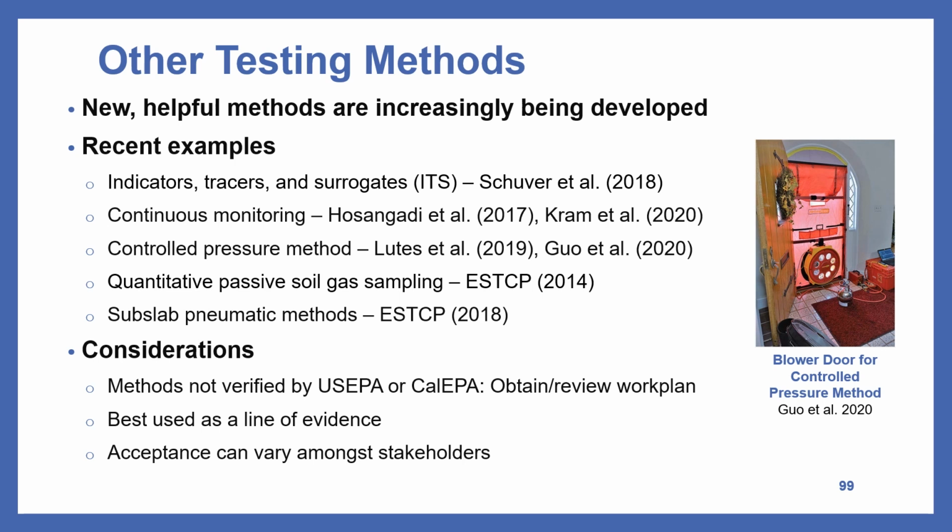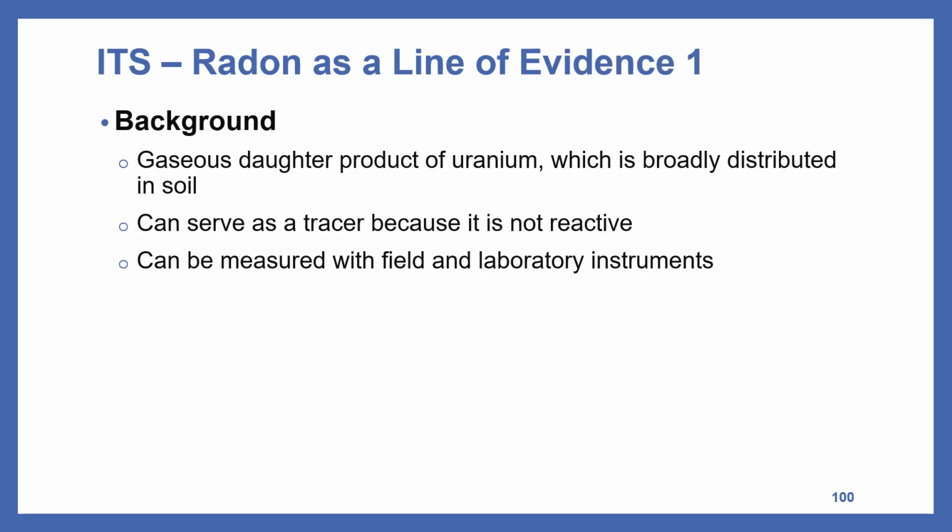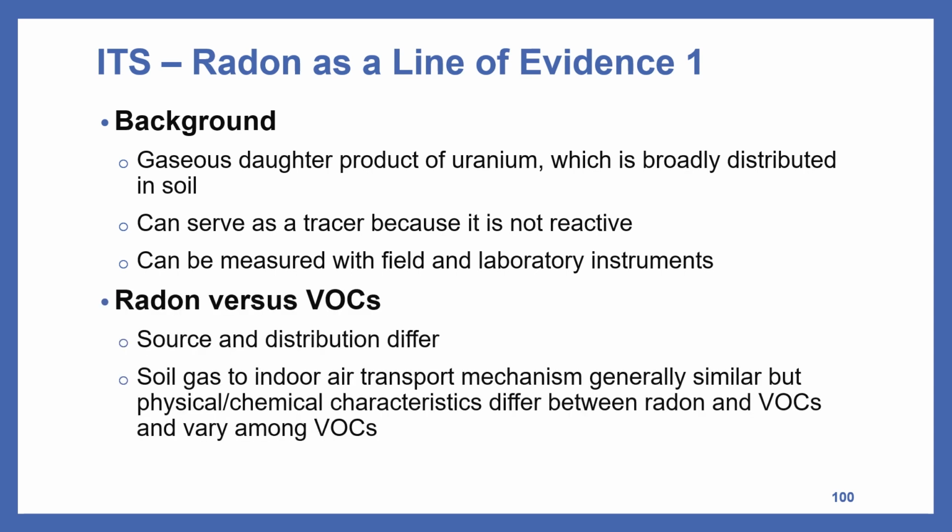So in terms of these other lines of evidence, one line of evidence we get a lot of questions about is radon. Can it be used essentially as a surrogate for VOCs or VFCs, and especially to determine site-specific attenuation factors? So on the plus side, it's a gaseous product that is not reactive, and it can be measured in the laboratory, but also with some field instruments. However, in terms of contrast versus volatile organic chemicals, the source and distribution differ. Radon is more widely distributed versus the VOC sources. The transport mechanism from soil gas to indoor air is generally similar, but there are some differences in characteristics.